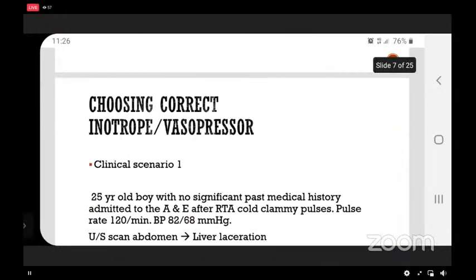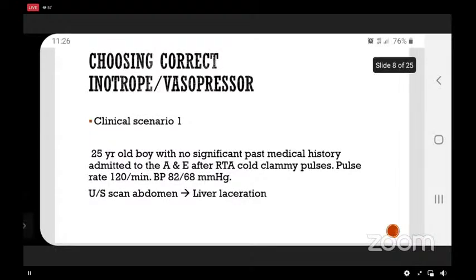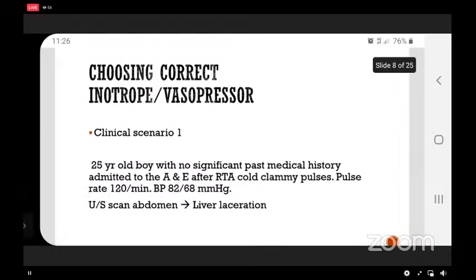So this is the most important thing clinically. When you're working in the clinical setup, in the ward, in the ETU, or in the OPD, or the PCU, or in the ICU, we'll talk about some clinical scenarios where it will help you to choose the correct inotrope or the vasopressor depending on the clinical scenario.